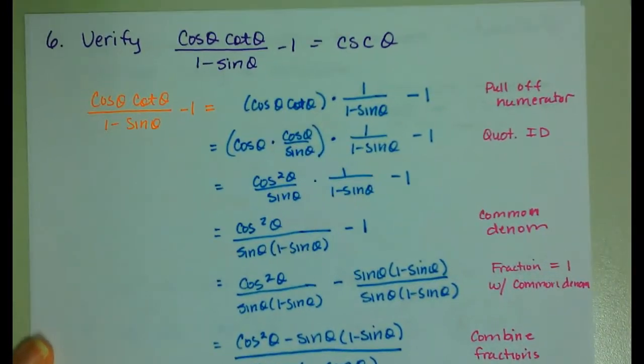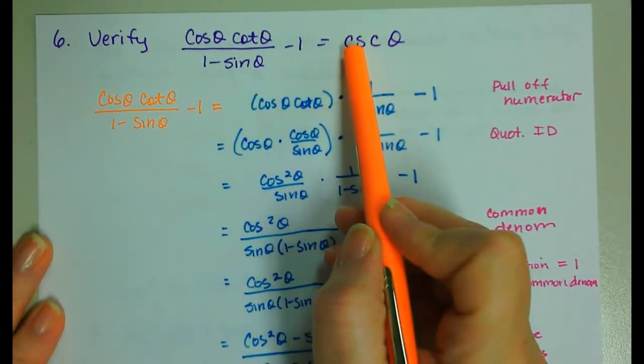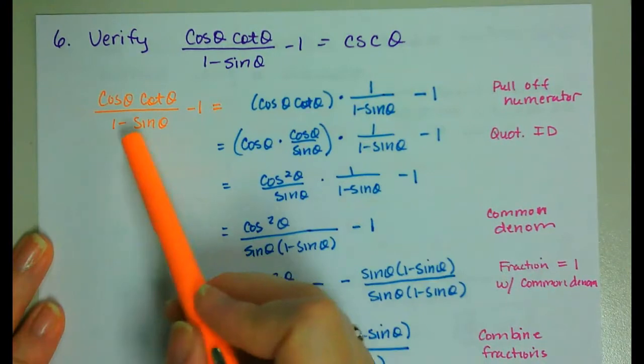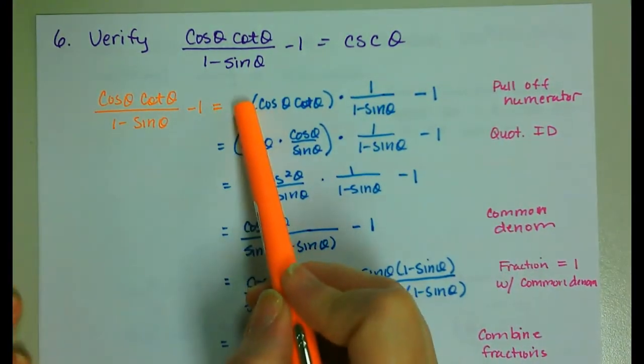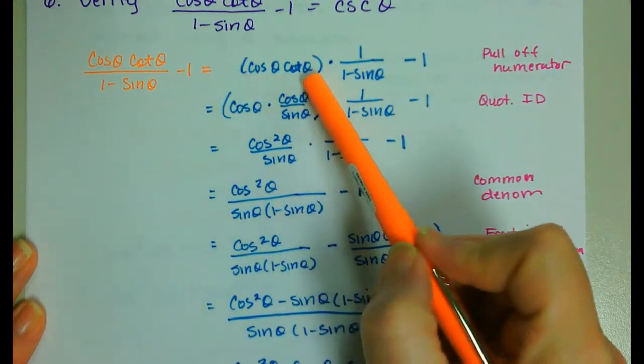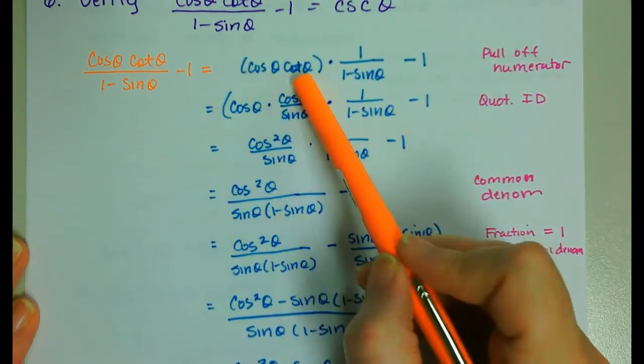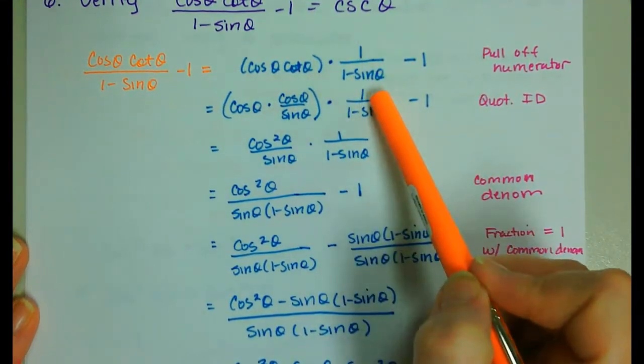On 6, this is a little bit longer proof, so you kind of have to be diligent with your notation along the way. Make sure you don't leave anything out. You start by writing down what it is you're trying to prove. Pick a side. So I picked this side, write my equal sign, and now I can begin my proof. So I pulled my numerator off. I separated my numerator from the denominator. So here's the numerator times 1 over the denominator.